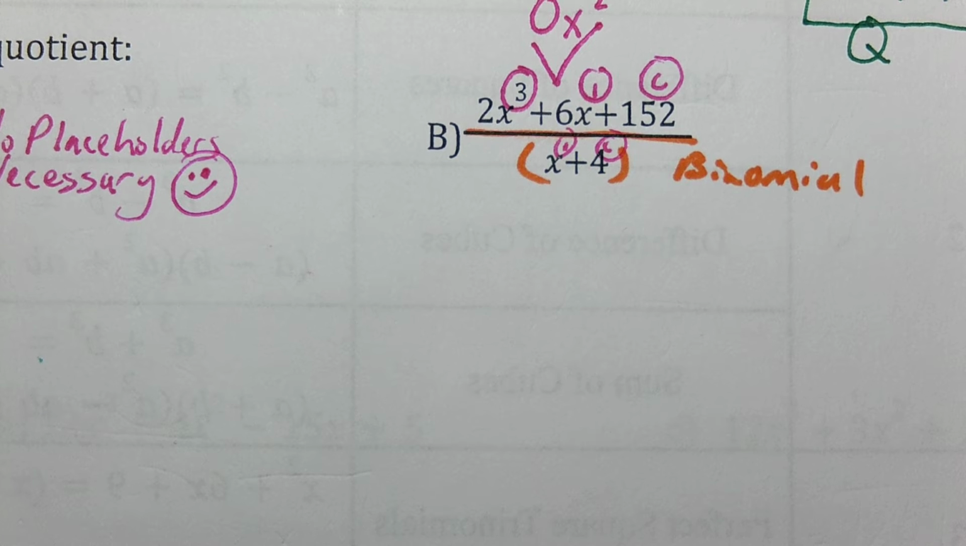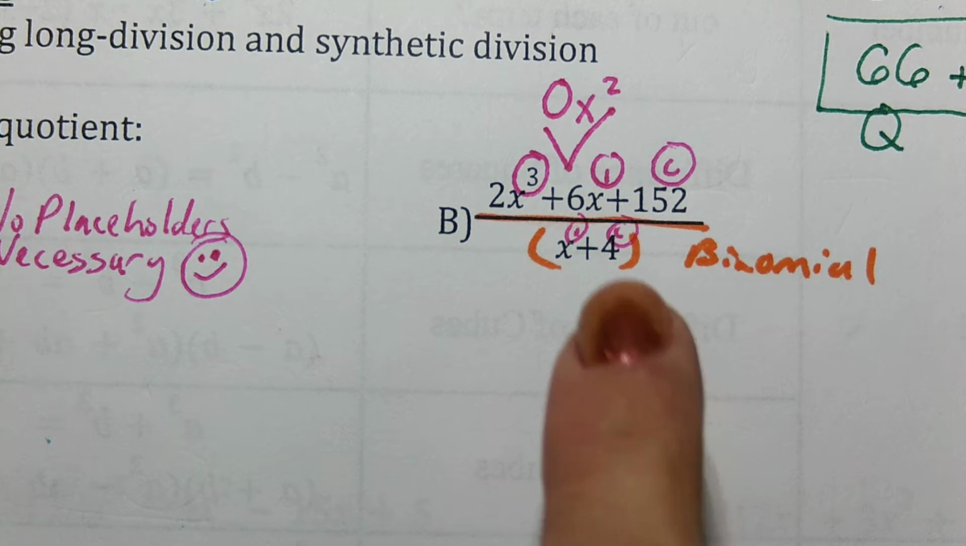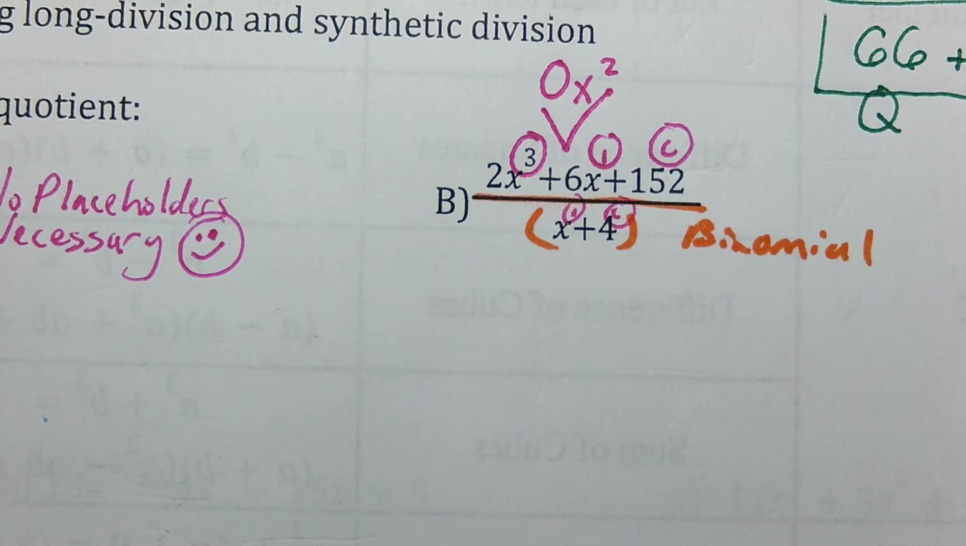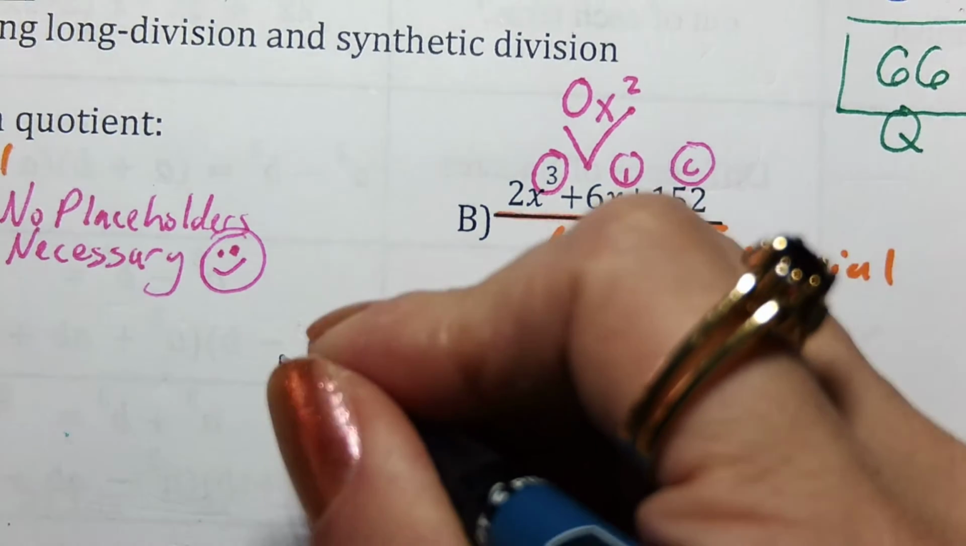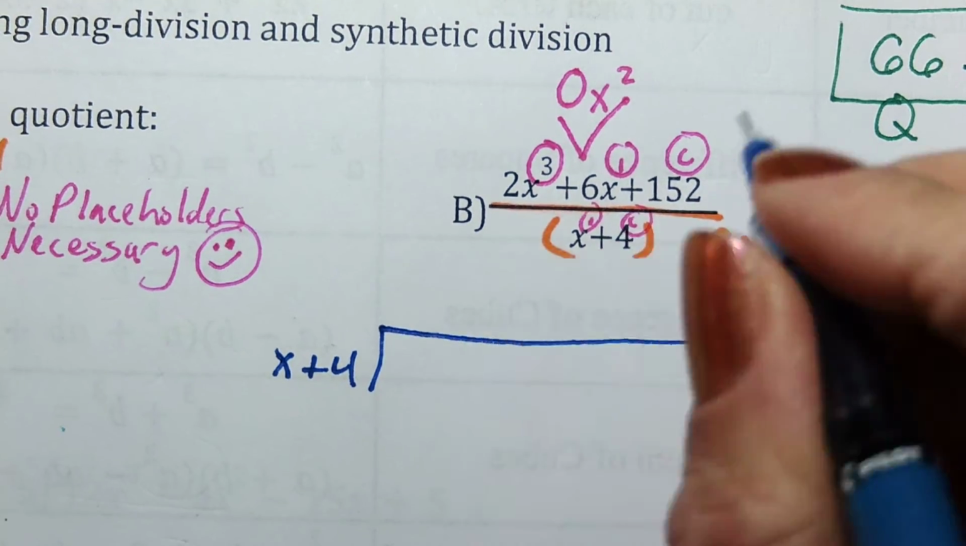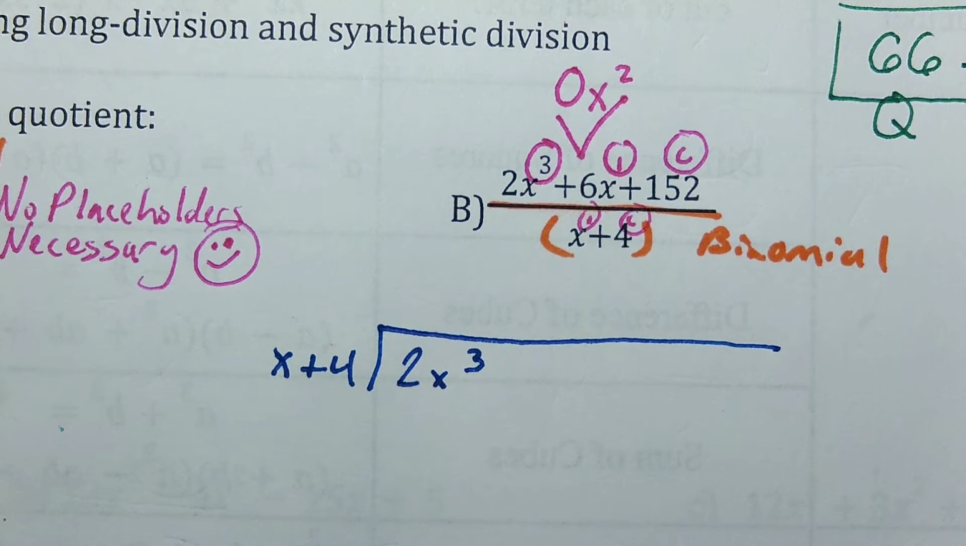We're going to see why we need that placeholder once we get into the throes of this problem. So first, who goes in the dividing house? The first one, which is the top one as we're reading it. So the x plus 4 is going to be our divisor. And this is going to go in the dividing house, and make sure you put the placeholder with it.